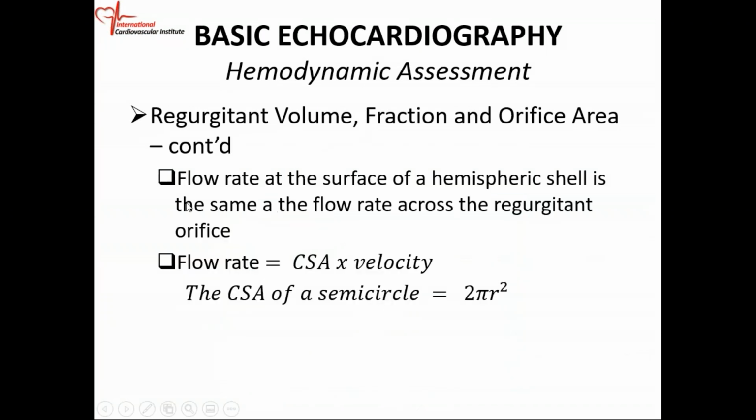The flow rate at the surface of a hemispheric shell is the same as the flow rate across the regurgitant orifice. Basically, the flow rate at PISA, the hemisphere that I just showed you, is the same as the flow rate across the regurgitant orifice. The flow is the same. Again, flow is equal to cross-sectional area times the velocity. This is supposed to be a hemisphere. The cross-sectional area of a hemisphere is 2 pi r squared.